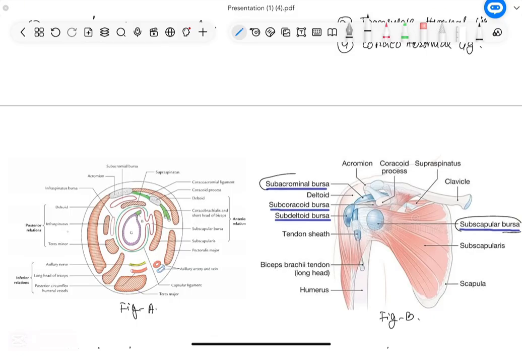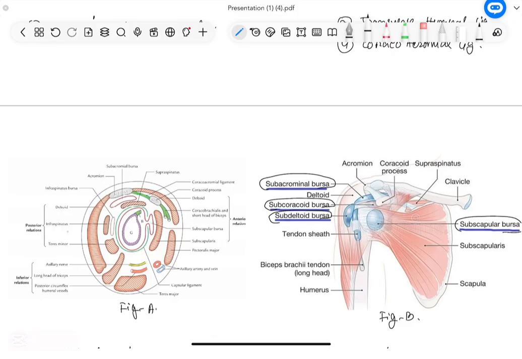Number 1, subscapular bursa, then subacromial bursa, then subcoracoid bursa, and subdeltoid bursa. All are "sub", which means they are under. Subscapular bursa is under the subscapularis muscle, subacromial bursa under the acromion process, subcoracoid bursa under the coracoid process, subdeltoid bursa under the deltoid muscle. These are bursa surrounding the shoulder joint.